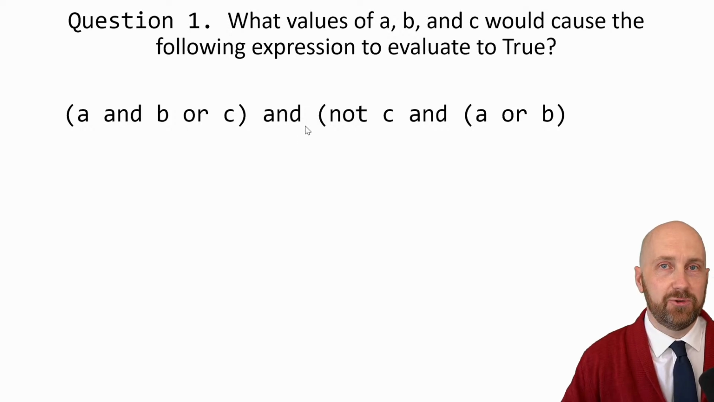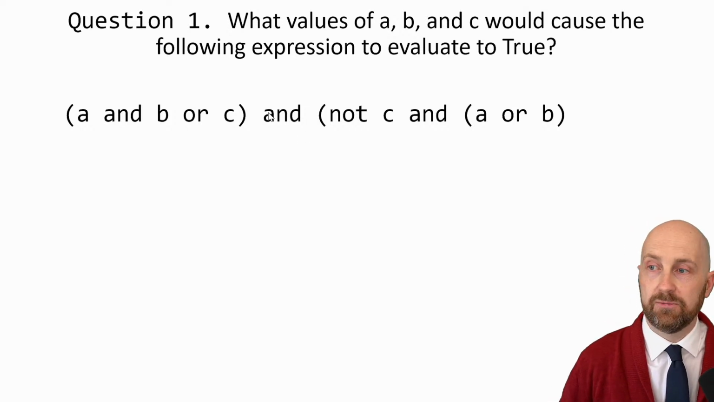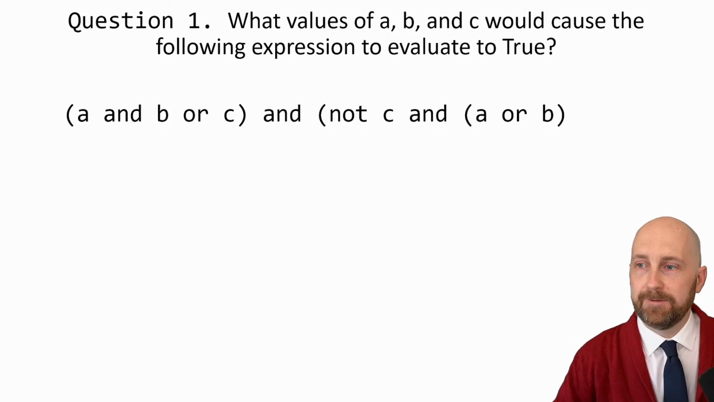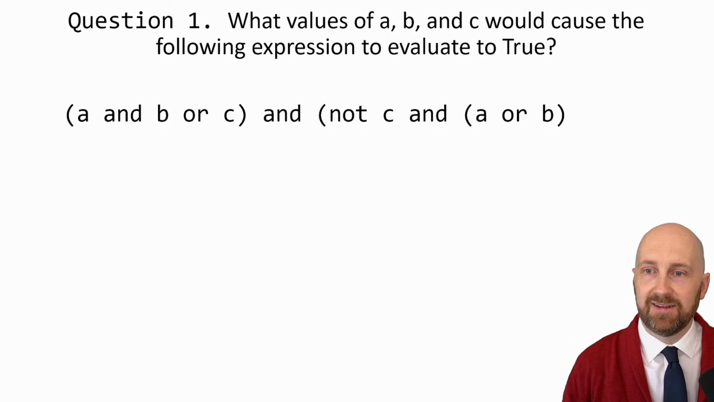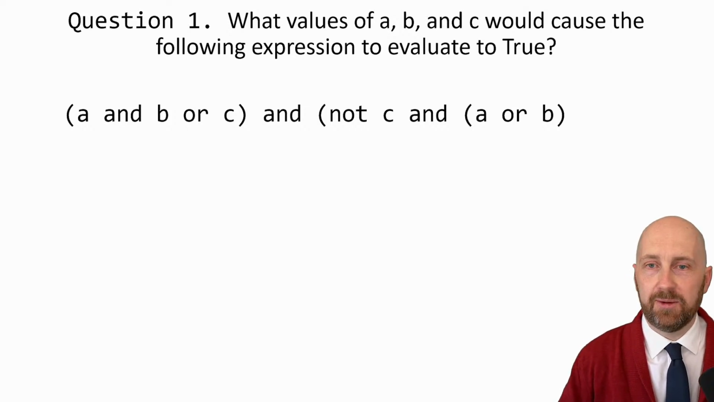And then because they're conjoined with an and there, the whole thing would have been false if C were true. All right, so that's a quick few logical puzzles to get us warmed up and thinking about Boolean operators.